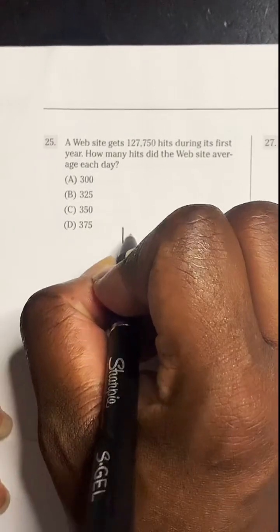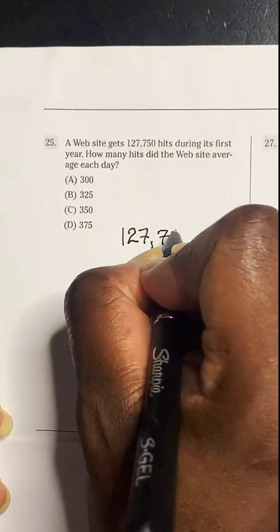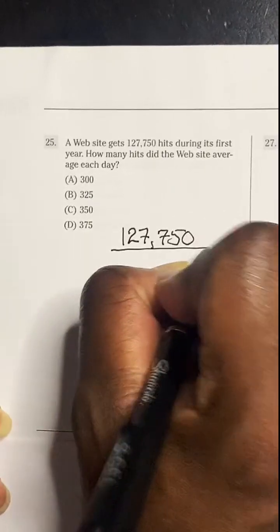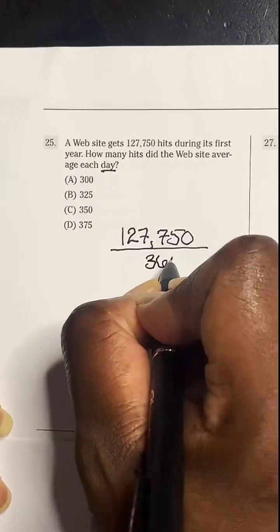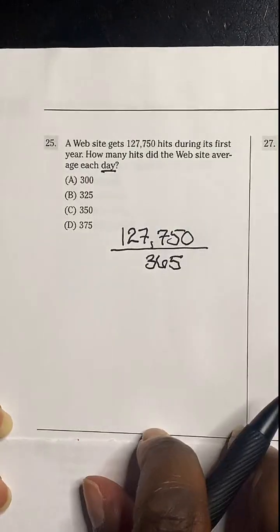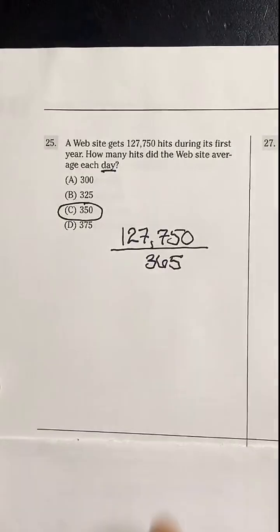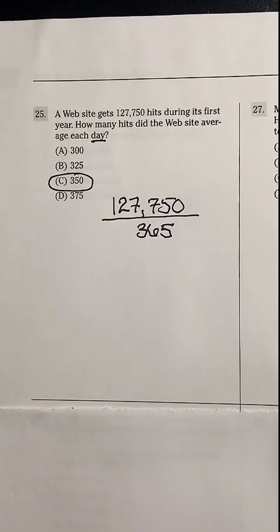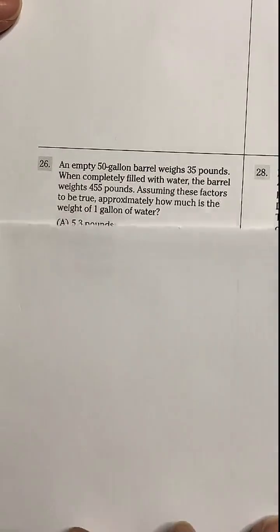Right, so we have our 127,750. And we're going to divide it by the number of days. Since it says each day, there's 365 days in a year. So once you do your division, you will get 350. Okay, most of you guys got that. Good job. All right. Next one.